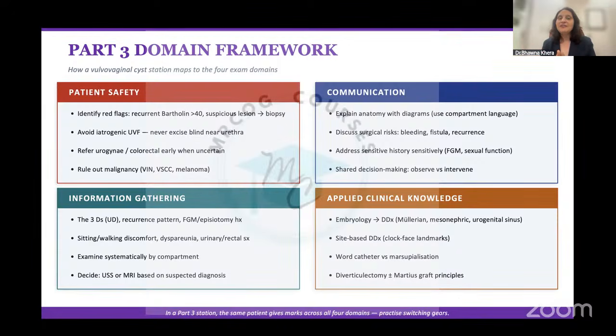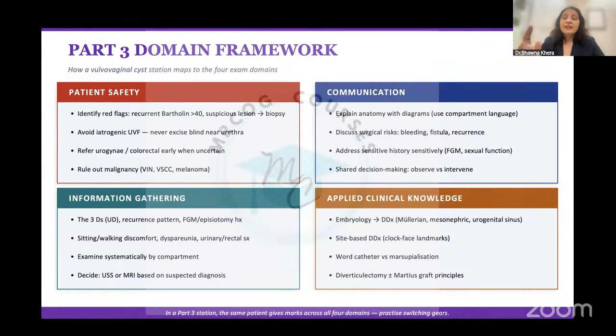Part 3 domain framework: how a vulvovaginal cyst station maps to your 4 exam domains. First and foremost, patient safety and red flags. Identify and ask the points in the history, and if it's a structured discussion task, tell the examiner exactly that these are the points I'm going to explore; it gives you the distinction marks. So identify red flags: recurrent Bartholin more than 40, suspicious lesion, biopsy. Avoid iatrogenic ureterovaginal fistula, never excise blind near the urethra. Refer to urogynae or colorectal early when uncertain.